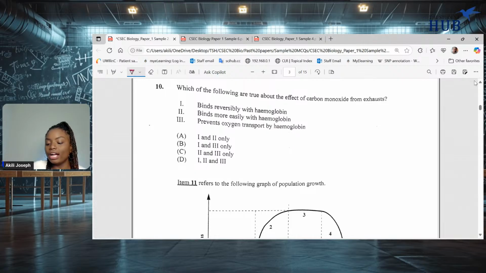10, which of the following are true about the effect of carbon monoxide from exhaust? Is it that 1, it binds reversibly with hemoglobin, 2, it binds more easily with hemoglobin, 3, it prevents oxygen transport by hemoglobin? Is it going to be 1 and 2 only, 1 and 3 only, 2 and 3 only, or 1, 2, and 3? No, see, we have no thoughts on this one.